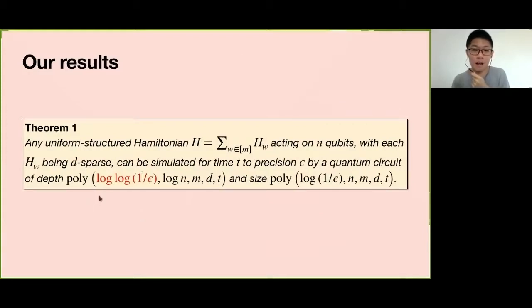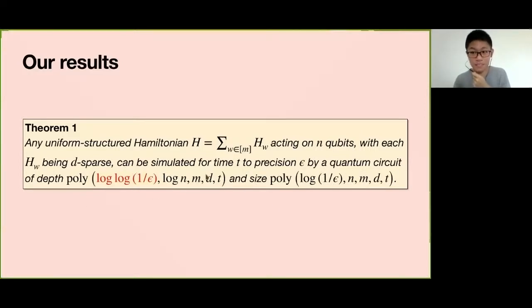Okay, now I will show you the main result in our paper. The first is theorem 1 that simulates a uniform structure Hamiltonian H, which acts on n qubits, where each HW is D sparse, for time t to precision epsilon by the following complexity.